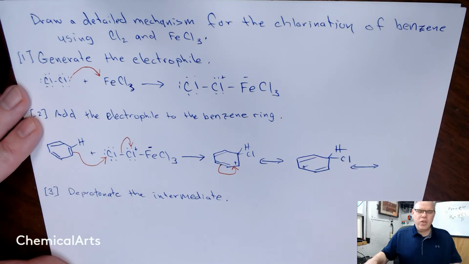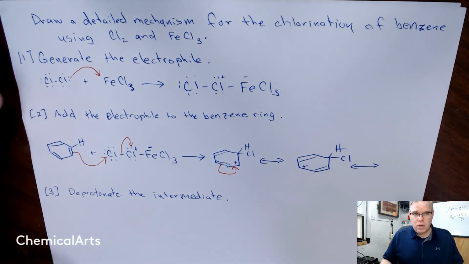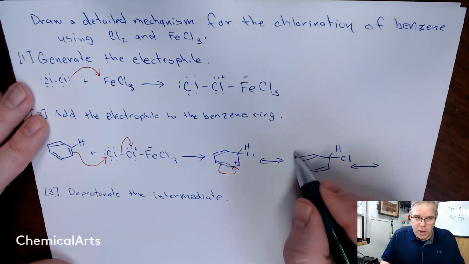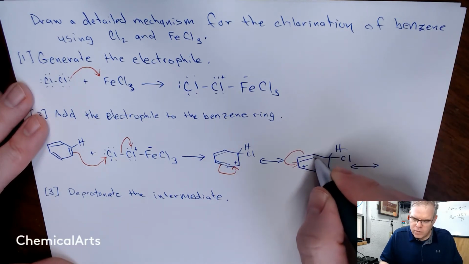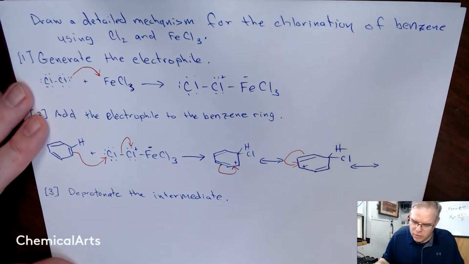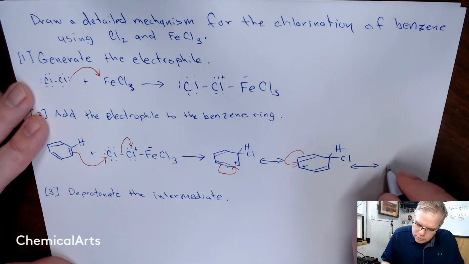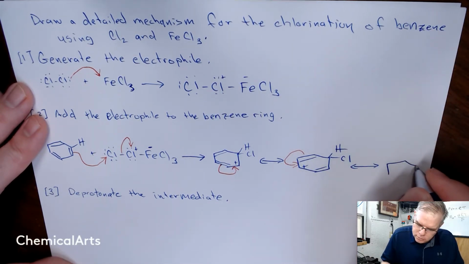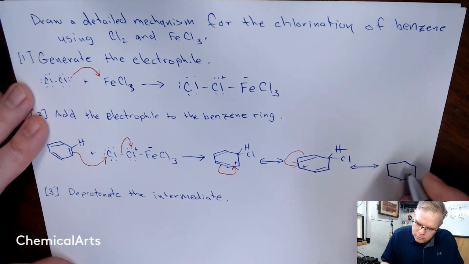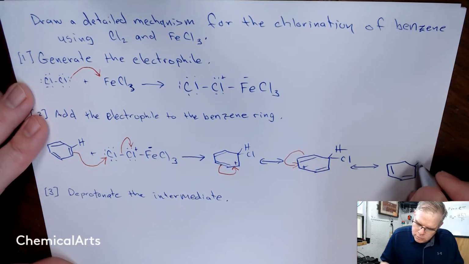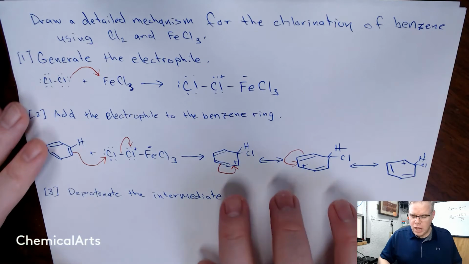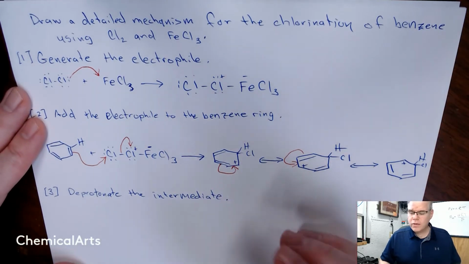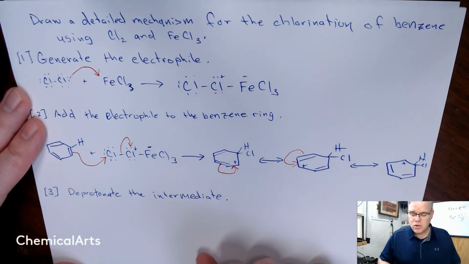All right, and then we have an additional resonance structure that we can draw simply by taking this pair of electrons and moving it around, and that will move the positive charge out to this carbon. All right, so there are three resonance structures that help to contribute to the overall stability of that carbocation intermediate.